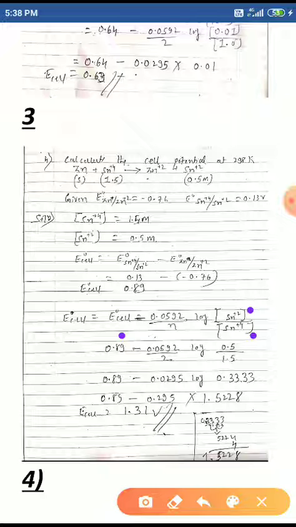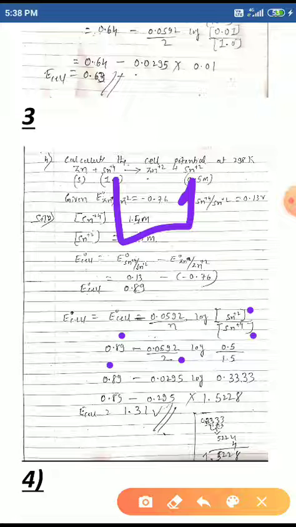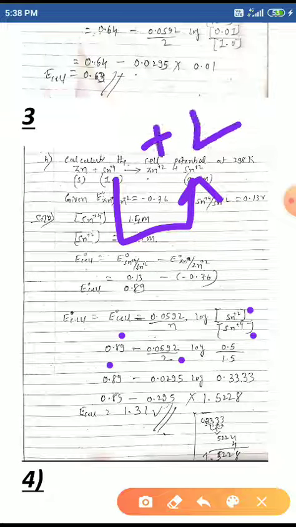So here the 0.89, the E naught cell we got here, and 0.0592 by n. N means that 2 electrons are transferred here. That's why it is reduced. 2 electrons are accepted by the tin. That's why the plus 2 concentration. Right, students?